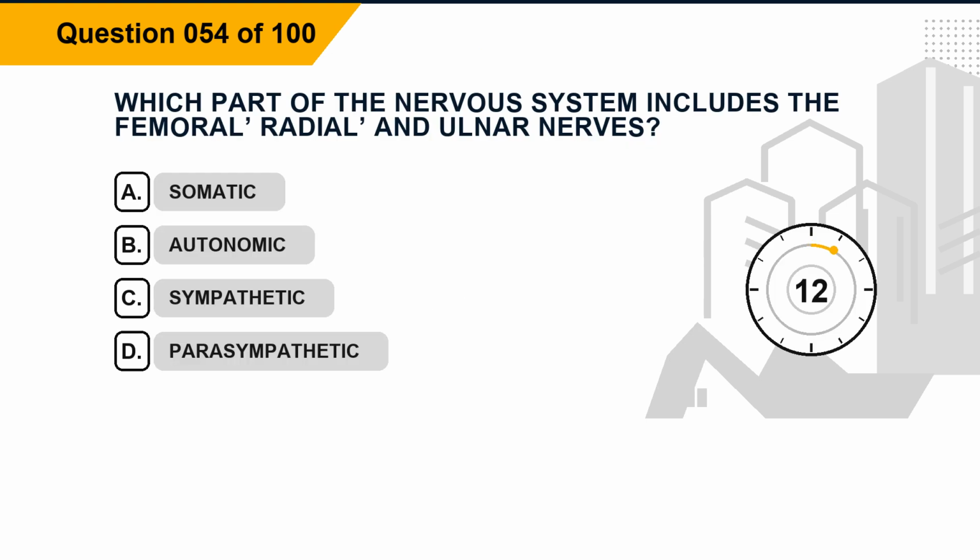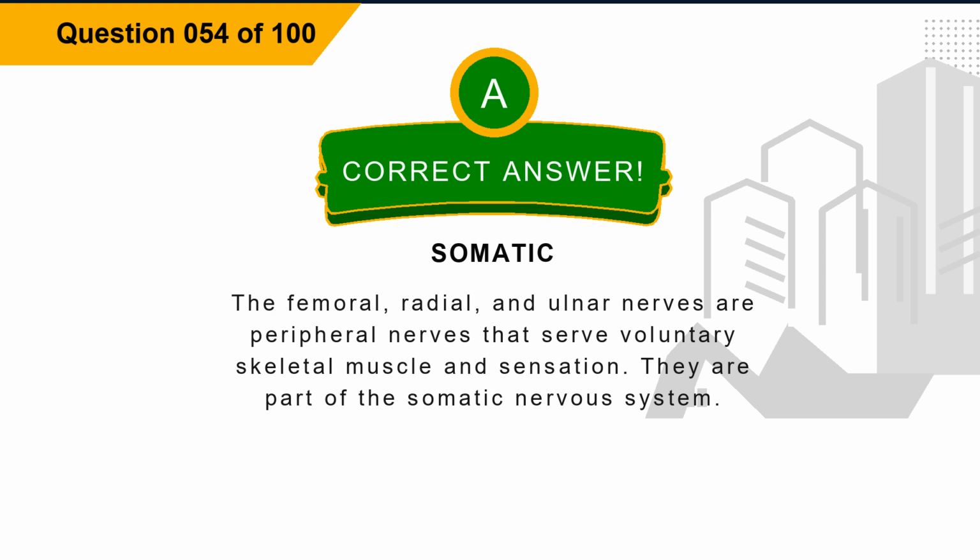Question 54. Which part of the nervous system includes the femoral, radial, and ulnar nerves? Option A, somatic. Option B, autonomic. Option C, sympathetic. Option D, parasympathetic. The correct answer is option A, somatic. Explanation. The femoral, radial, and ulnar nerves are peripheral nerves that serve voluntary skeletal muscle and sensation. They are part of the somatic nervous system.